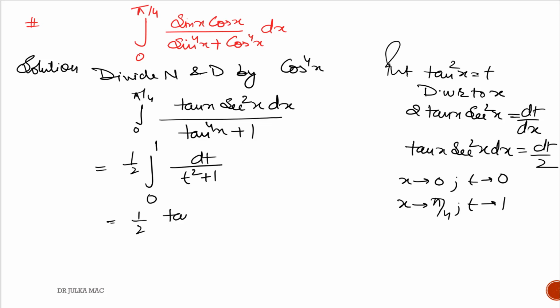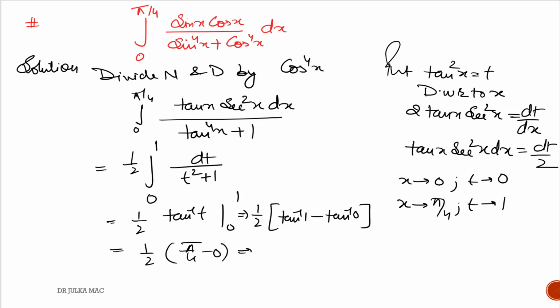Integration of 1 upon 1 plus t square is tan inverse t. Now after putting the upper and the lower limit, we will get half of pi by 4 minus 0. So the answer is pi by 8.